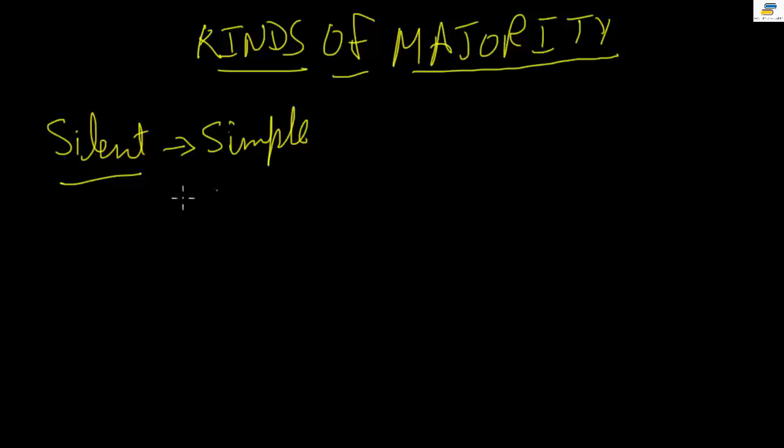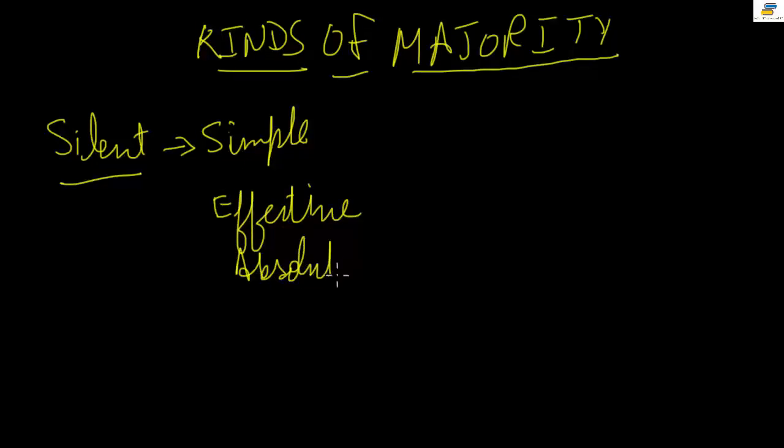So what are the other kinds of majorities in our constitution? One is simple majority, and then there is effective majority. We will talk about this also. And after effective majority we also have absolute majority. These are the four types: 1, 2, 3, and the fourth is special majority. I'll talk about all these four kinds of majorities in this lecture. So we can move ahead.